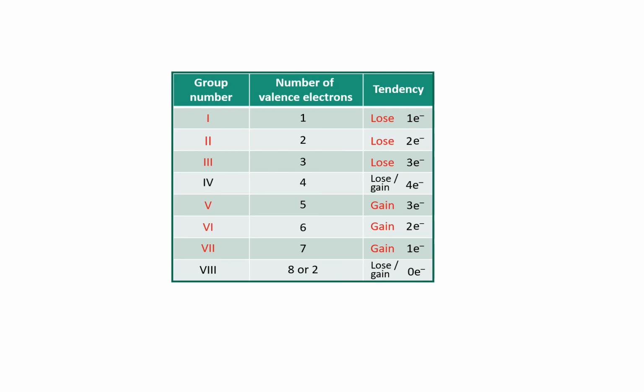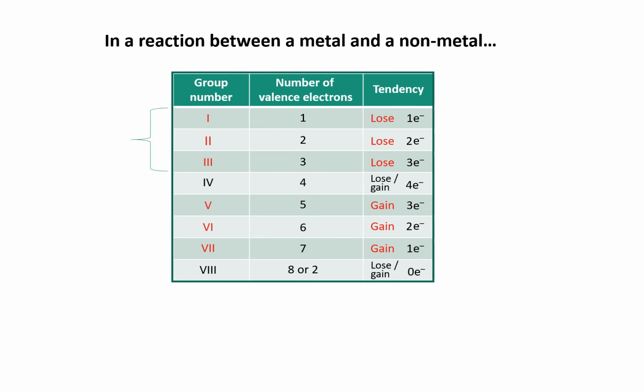We can conclude that in general, in a reaction between a metal and a nonmetal, metals lose electrons and nonmetals gain electrons. Metals in group 1 will lose their 1 valence electron. Metals in group 2 will lose their 2 valence electrons. Metals in group 3 will lose their 3 valence electrons. And in group 4, either the 4 valence electrons will be lost or 4 electrons will be gained.